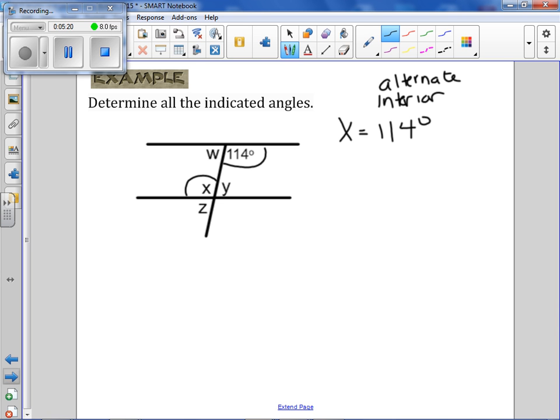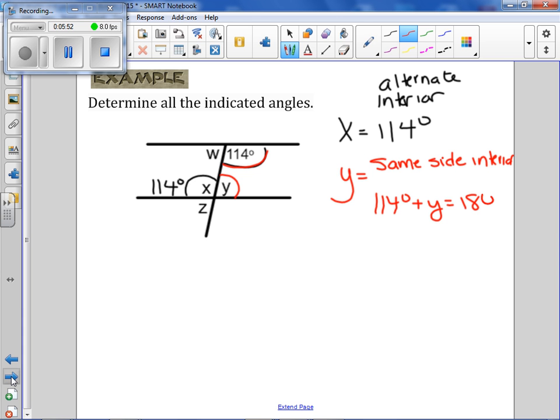Now, if it helps, you can put the angle in. Now I'm going to find Y. Now I look at Y. Y and 114 are same side interior, which means they add to be 180. So 114 plus my Y should equal 180. Now if I subtract 114 off of both sides, Y is going to be 66 degrees.